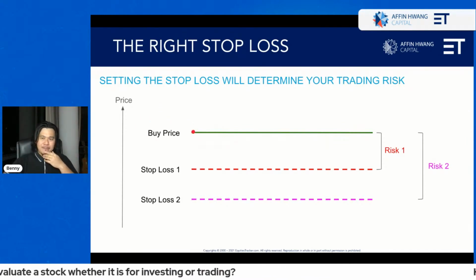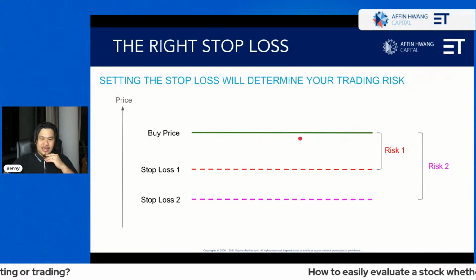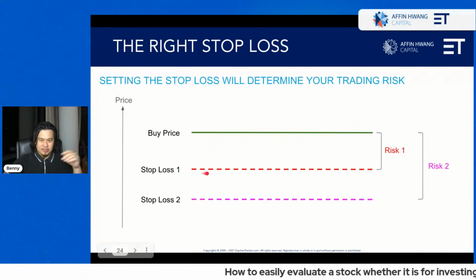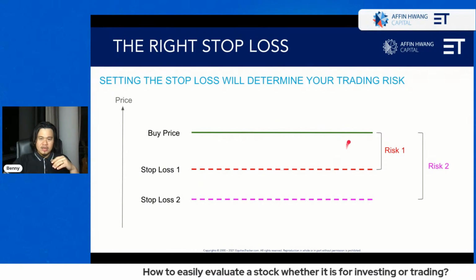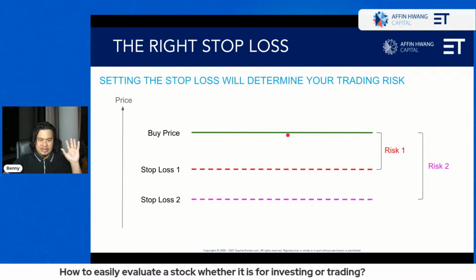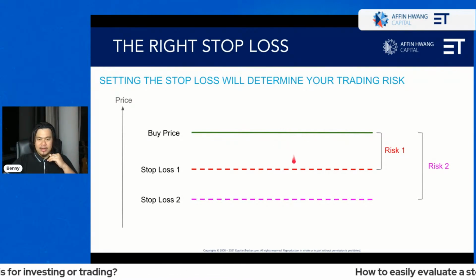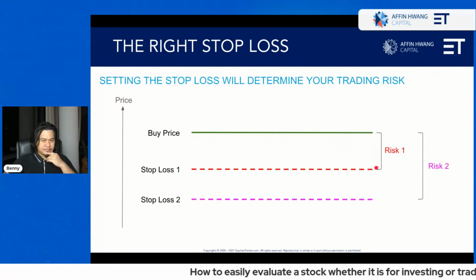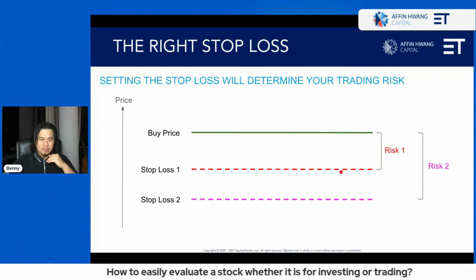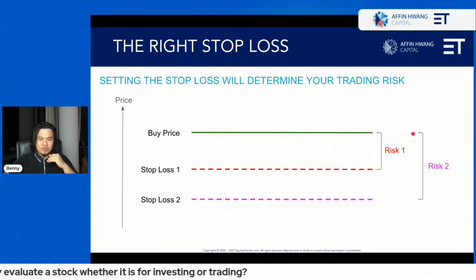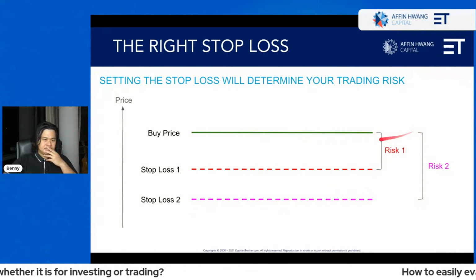Let's say your buy price is at this green line over here, okay, and let's say the first stop loss you put here. Your risk will be the difference between your buy price and your stop loss price. Because if you buy at this price and the price does come down and hit your stop loss, this would be my risk. This is how much I'm going to lose. If I put the stop loss lower, for example number 2, then my risk would have been bigger.